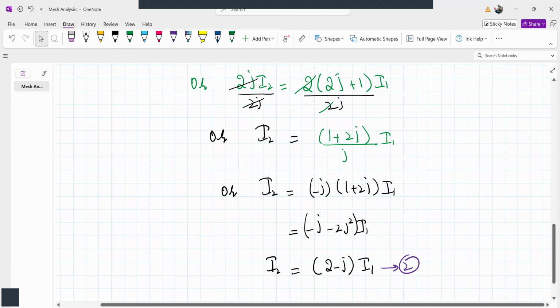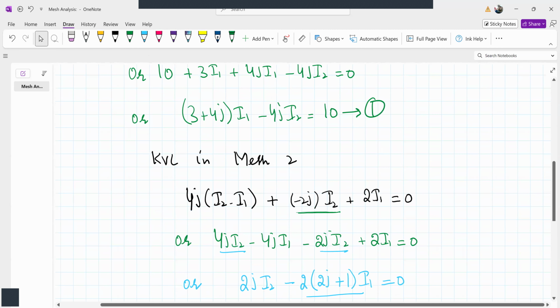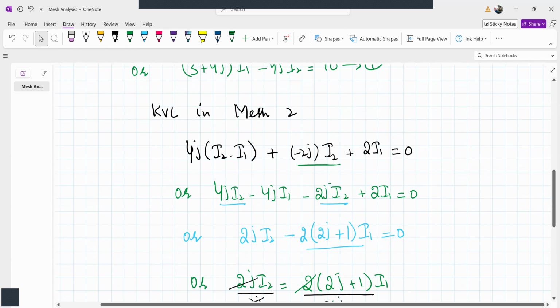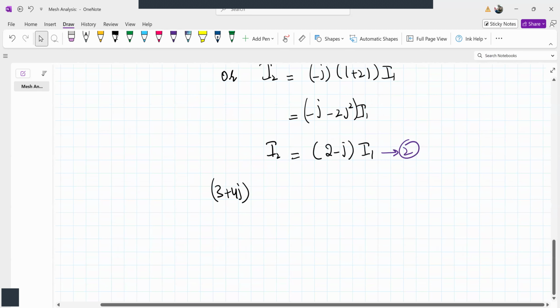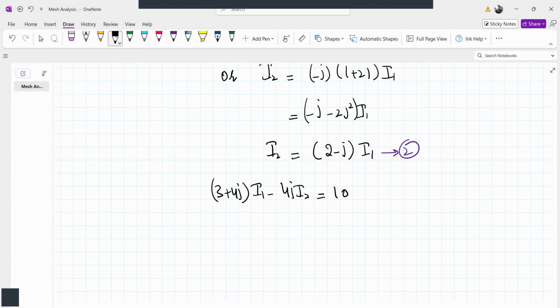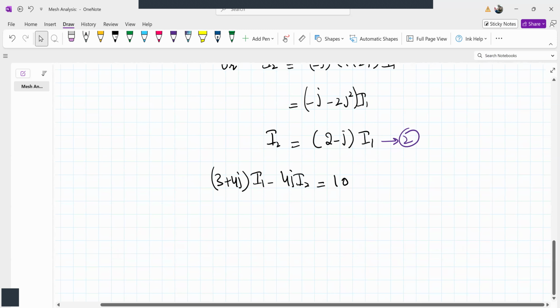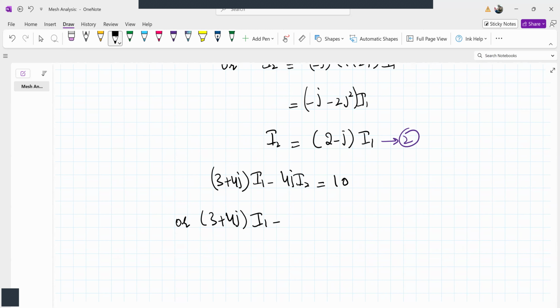Now substituting equation 2 in equation 1. So what we will get? Equation 1 is 3 plus 4j I1 minus 4j I2 is equal to 10. Let me check one more time. Okay. Substituting the value of I2, this will be simply 3 plus 4j I1 minus 4j times 2 minus j I1 is equal to 10.